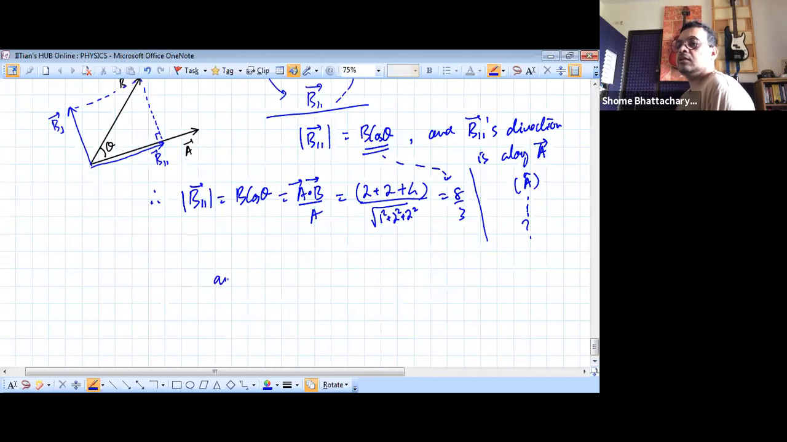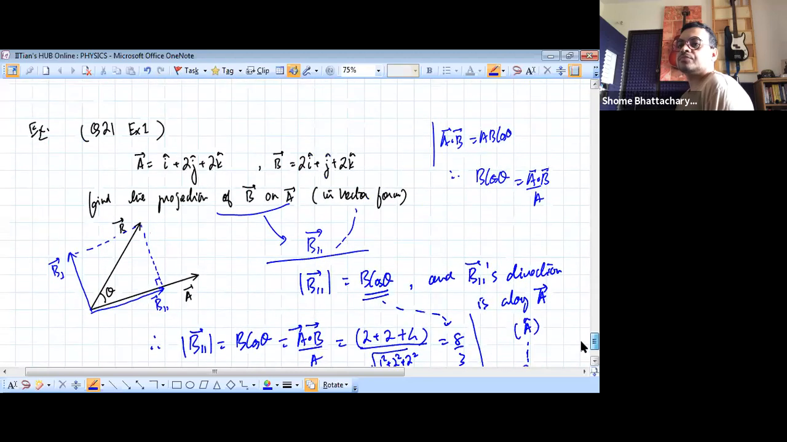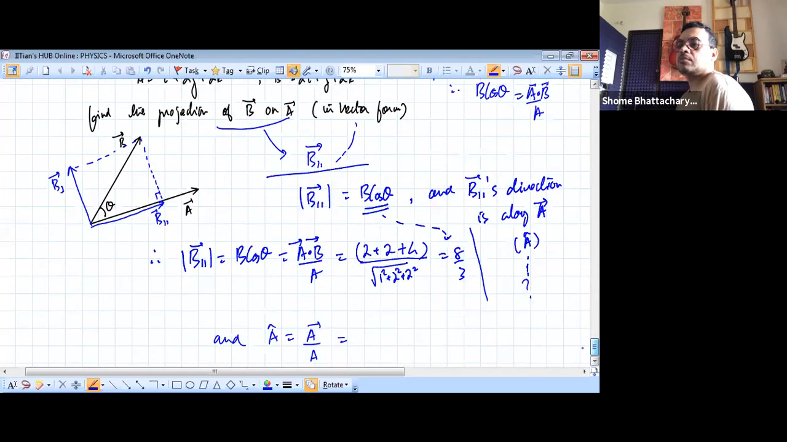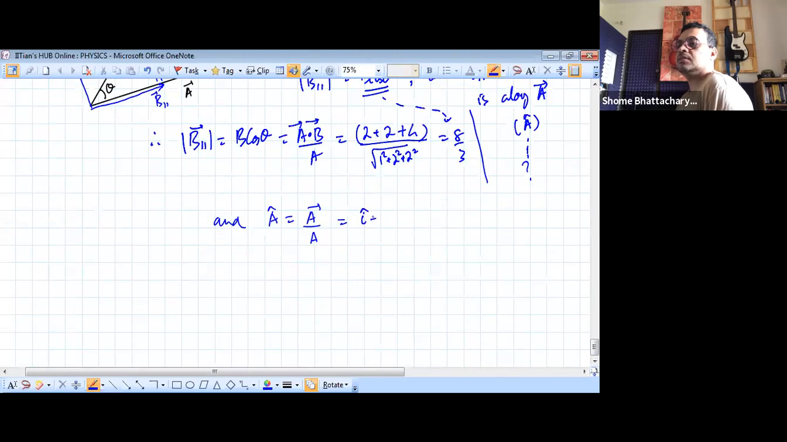So therefore, A cap is basically what? Vector A divided by its own magnitude. So vector A was how much? Vector A was i plus 2j plus 2k. So i plus 2j plus 2k divided by its own magnitude, which we already found out is 3. But anyway, let's write it like this. That is i plus 2j plus 2k, whole thing divided by 3. So this is A cap.